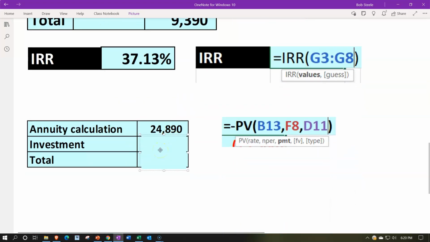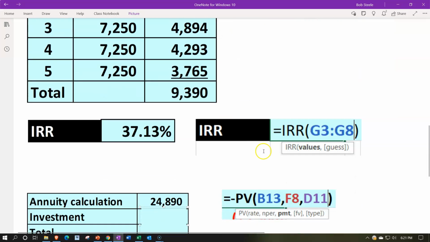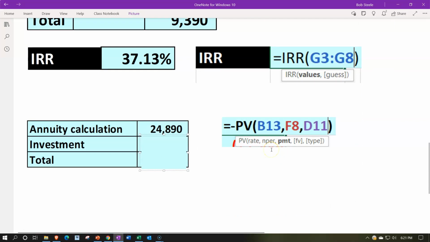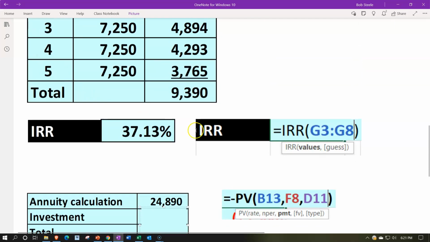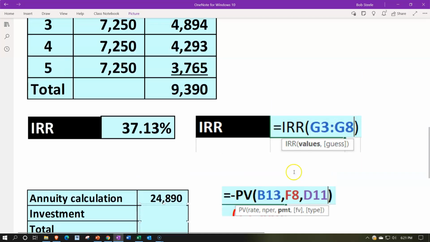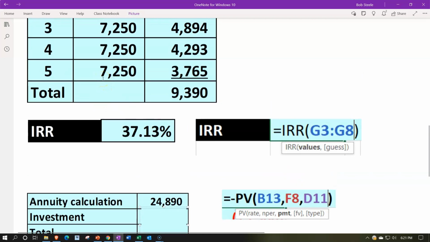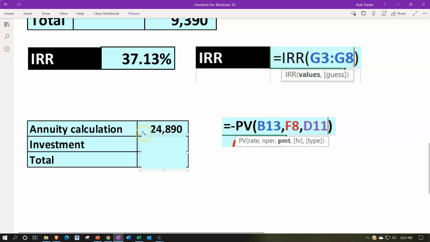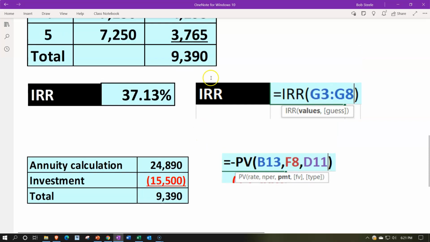But the annuity calculation would be looking like this. Negative present value would pick up the rate, which again is that 14%. And then we'd say comma, number of periods, which would be 5 years, and then comma, the payment, which is going to be the annuity payment of the $7,250 for each of the periods. That would give us the $24,890. That would be the inflow or present value of the inflows. If we compare that to the investment or outflow at time period 0 for the purchase of the equipment, $15,500, we then get back to that $9,390 once again. So we can also calculate this net present value that way.